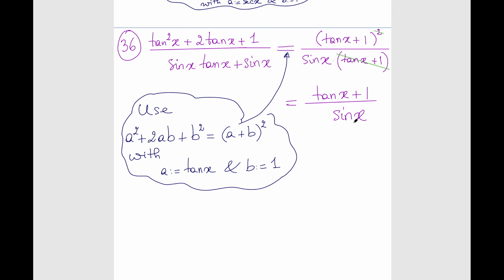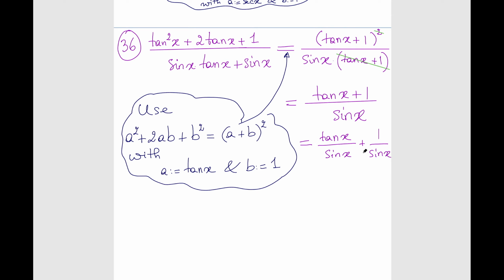Okay with that? Okay, we're not done. Why are we not done? Because as the question said, we need to give the final answer with no fractions. All right, let's split this sum. So this is the same thing as tangent x over sine of x plus 1 over sine of x.